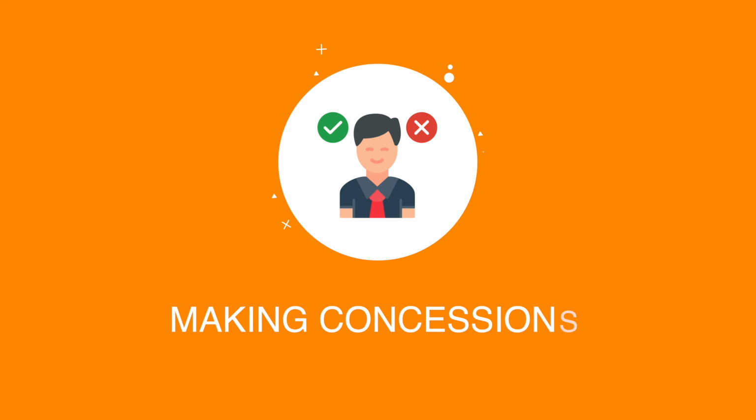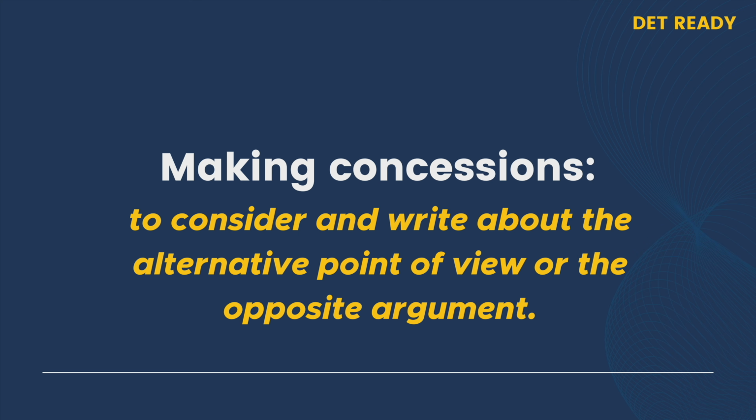Okay, next up we have an advanced technique in paragraph writing, and it's called making concessions. This is an advanced technique both in paragraph and essay writing. Making concessions means to consider and write about the alternative point of view or the opposite argument. Doing this is an advanced technique because it shows that you have a good understanding of the topic and you can make a well-rounded argument. Just to make it clear, you do not need to include a concession sentence in your paragraph on the Duolingo test, but it is an option for you.